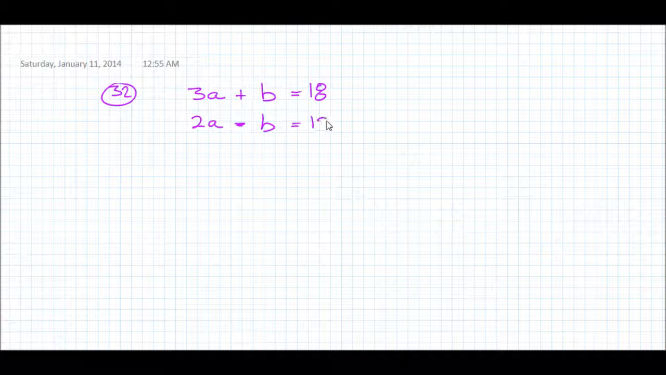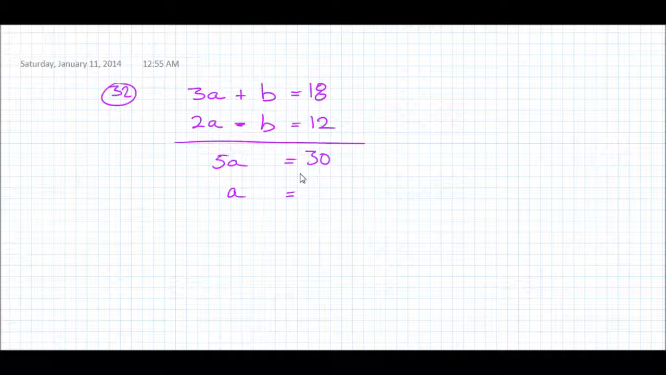Next problem, 32. 3 times one number added to another number is 18. Twice that first number minus the other number is 12. Find the numbers. So we're set up just to add. So 5a equals 30. Divide each side by 5. a equals 6.